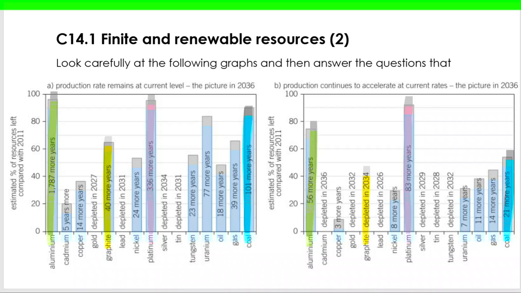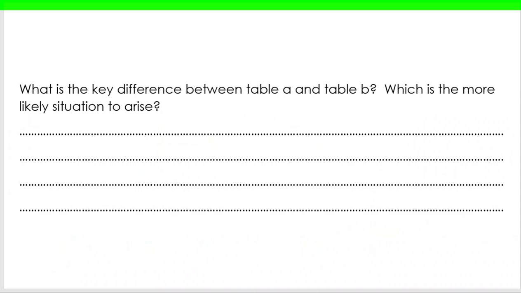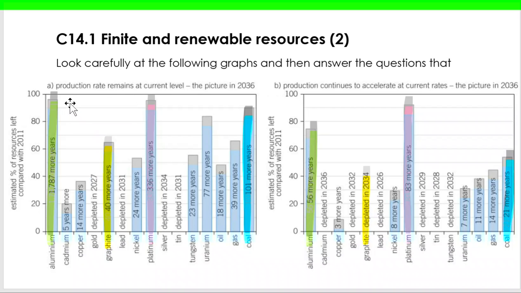And finally, let's take a look at coal. Coal, which is an important fuel source, 101 more years, but at current rate of acceleration, only 21. Coal is potentially going to run out in 2057. So let's have a think about the question here. What's more likely to happen? Table A or Table B? Remember, Table A is if production rate remains at the current level, and B if it accelerates at the current level.